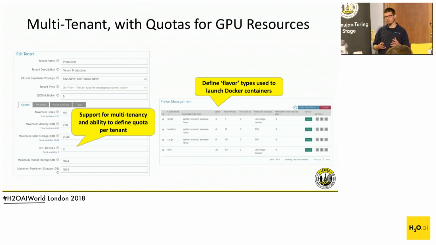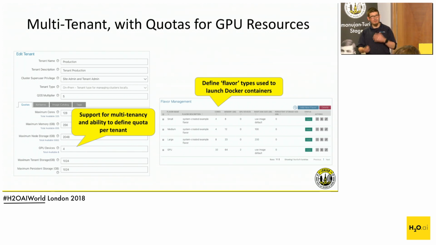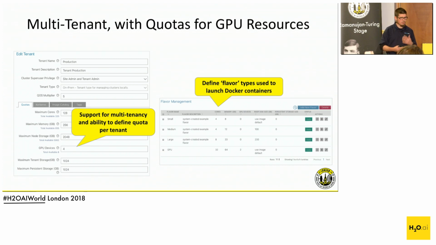And within the tenants, as the administrator of the tenant, you will be able to define the flavors of your containers. So you may want some containers with 1 GPU, 2 GPUs, 3 GPUs, 4 GPUs, or more memory, more storage, more CPU, so as to match your requirements and your workload.